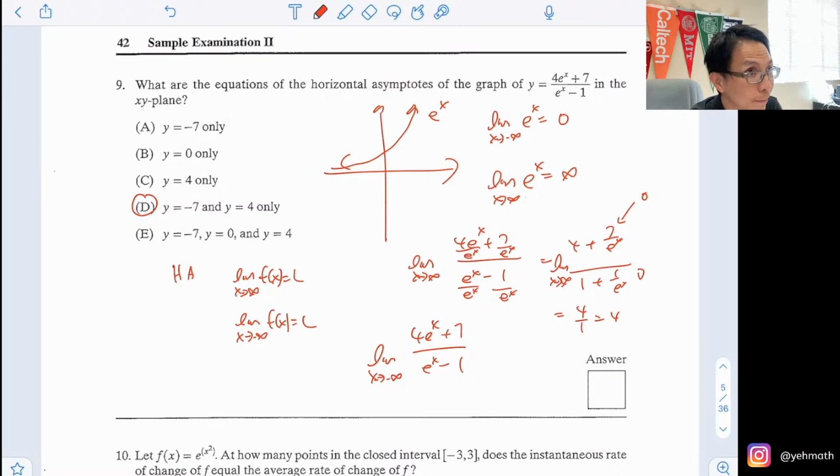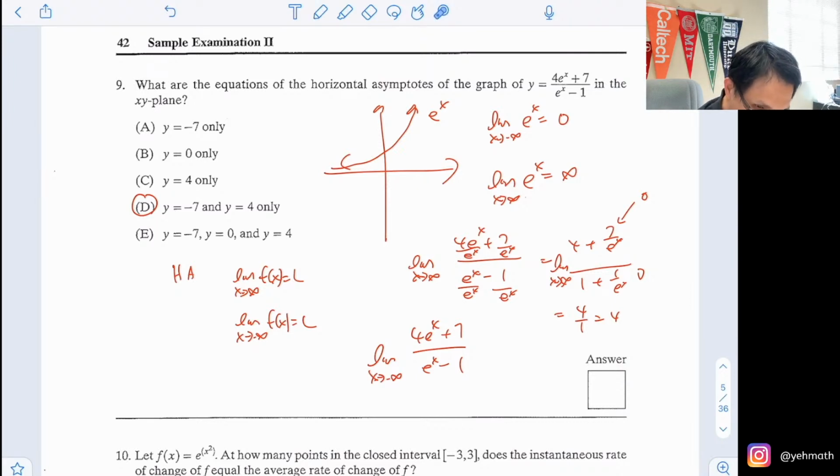I mean, I get you divided everything by e to the x, which now we have 4. Oh, but 7 over e to the x, that's 0, and 1 over e to the x is 0, right? So you have 4 over 1, so that's how you get the first one, right? Right. So how did you get the second one?